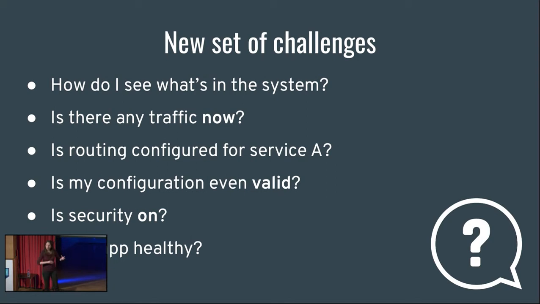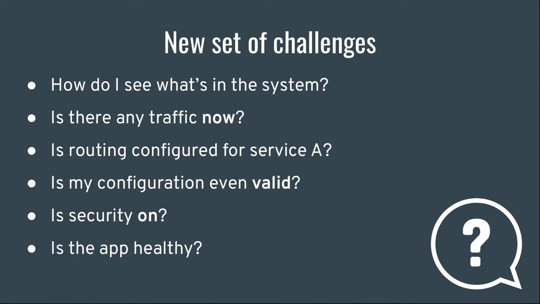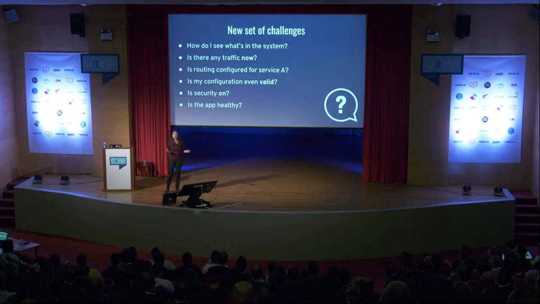So we had the monolith. We broke it down to microservices. We run it in containers, and we have a service mesh. And now we get a new set of challenges, right? Istio itself doesn't have a user interface, and I would like to have some visual cues about what's going on with the system. Is there any traffic? Have I configured routing for service B? Is my configuration even valid? Do I have security on? And so on.